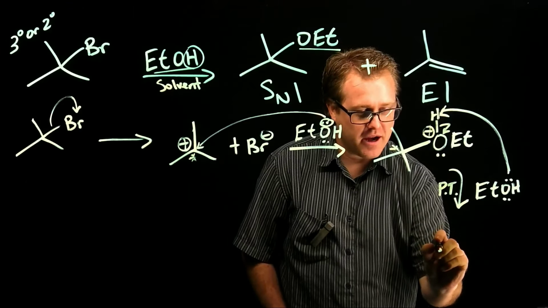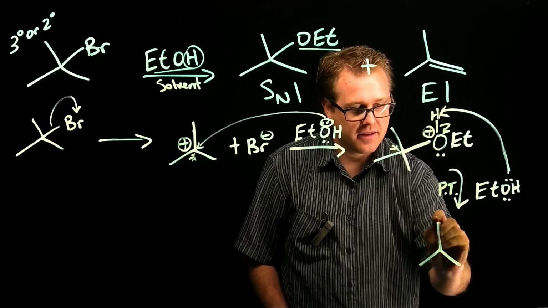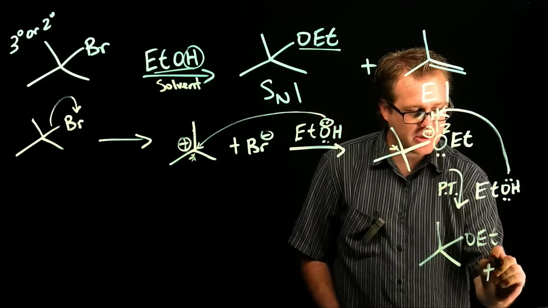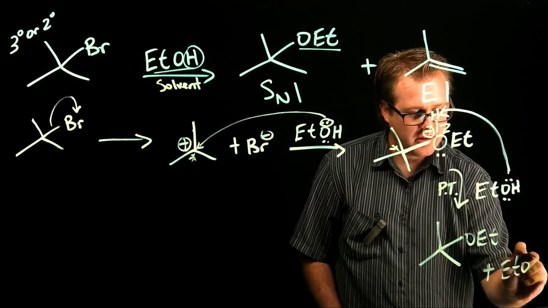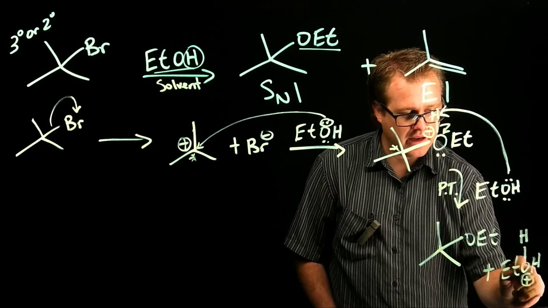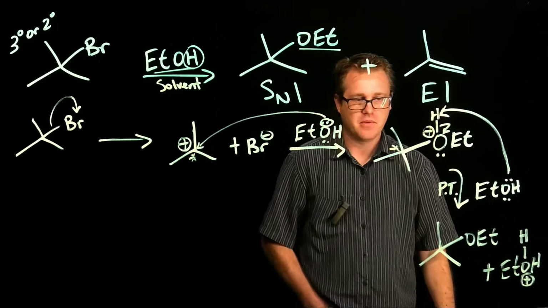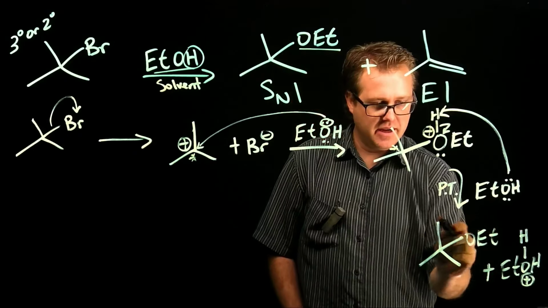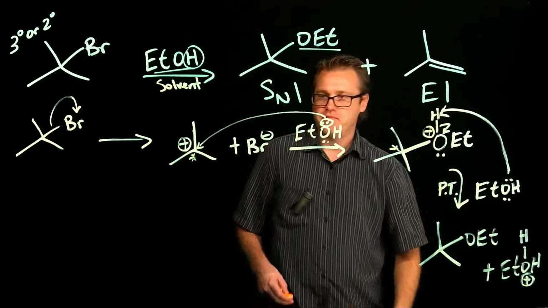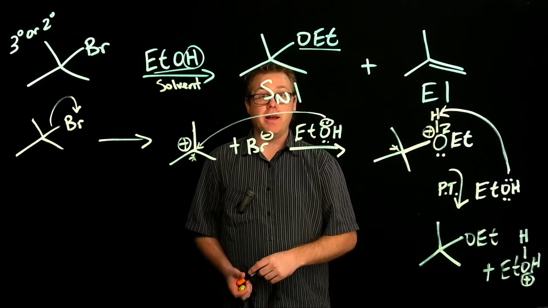And so our product is going to be that. Plus, what's going to happen to our ethanol? It's going to add a proton. So now we have a protonated ethanol molecule. But you can see this right here matches this product right there. So that's our SN1 mechanism.